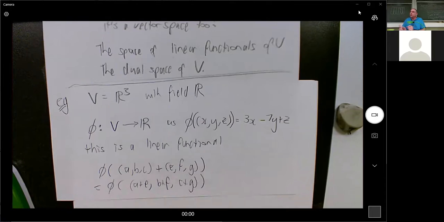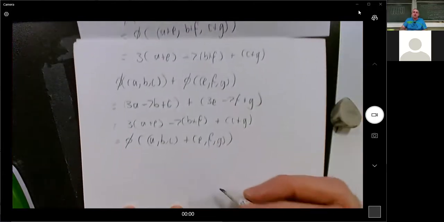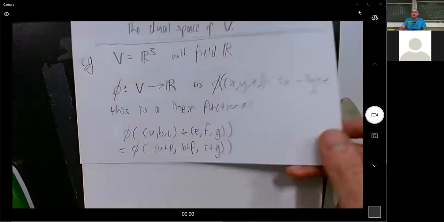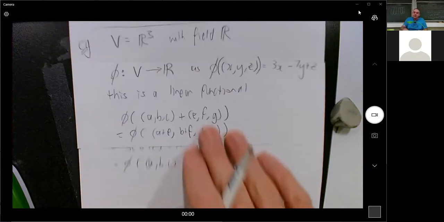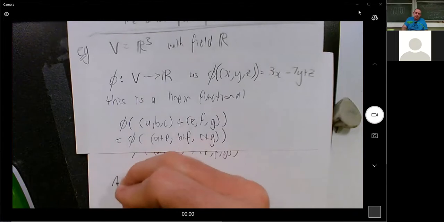Okay, cool. I can add two of these functions to each other by just adding their answers. So if I had a second one, I can add the answers. I can say, well, phi1 plus phi2, the function called phi1 plus phi2, is the same as do phi1, do phi2, and add the answers. And that'll work fine.